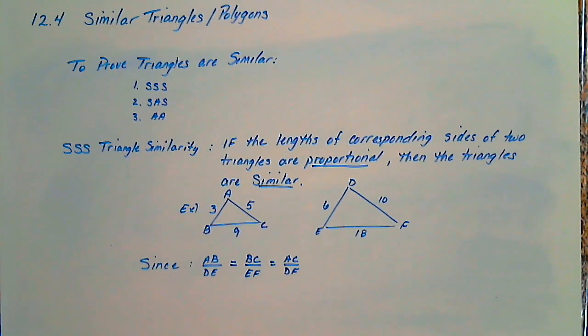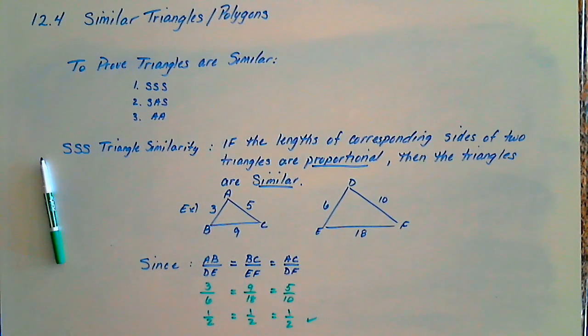So in this case, I would prove this by saying, okay, AB is 3, DE is 6. Is that ratio the same as 9 to 18? And is that ratio the same as 5 to 10? By reducing each set of fractions, we get 1/2 is the same as 1/2 is the same as 1/2.